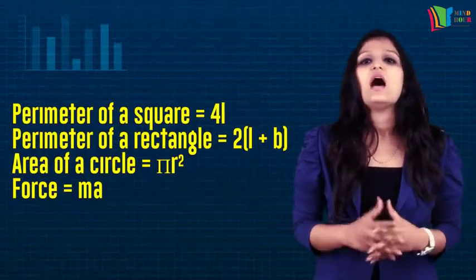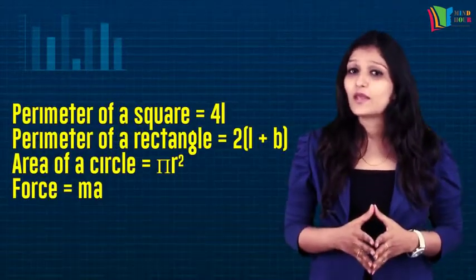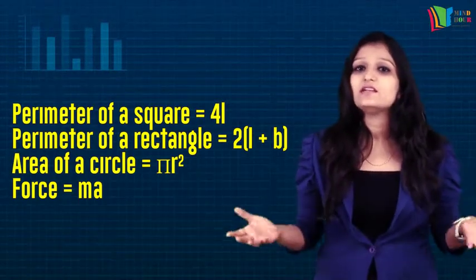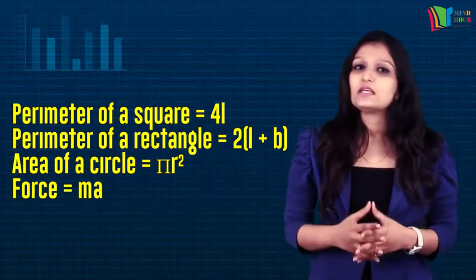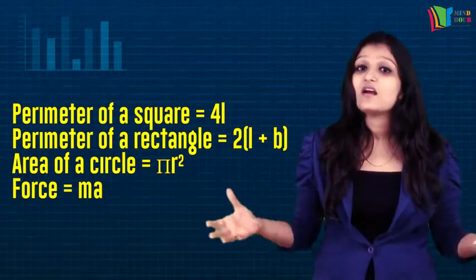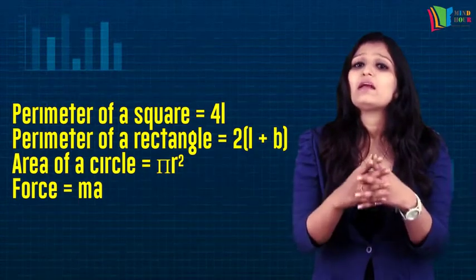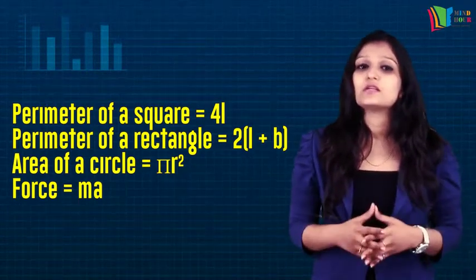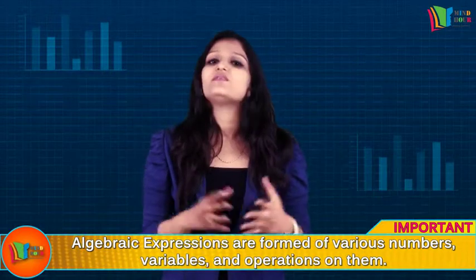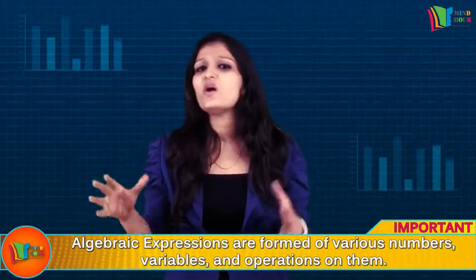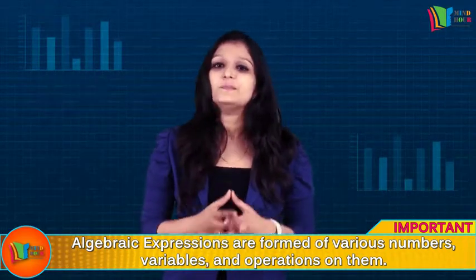If you recall how we find the perimeter of a square, yes, it is 4L. Perimeter of a rectangle is 2L plus 2B. Area of a circle is pi r square. Force is ma. And we can make a list of similar examples. Different combinations of these variables and numbers along with fundamental operations form different algebraic expressions.